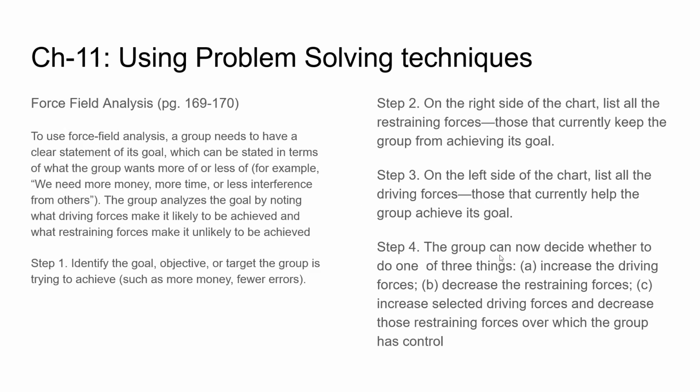And then number four, the group can now decide whether to do one of the three things: A, increase the driving forces, or B, decrease the restraining forces, or C, increase selected driving forces while decreasing those restraining forces over which the group has control, right? So A or B, or a hybrid of A and B, which is C. Because you figure out, again, that you might not have complete influence over all the driving forces or all the restraining forces, but you manipulate those things you can influence.